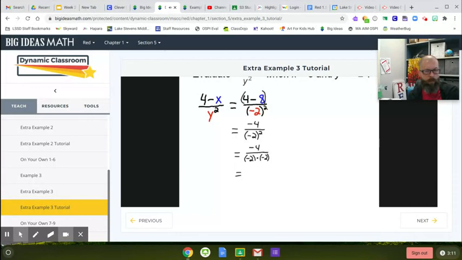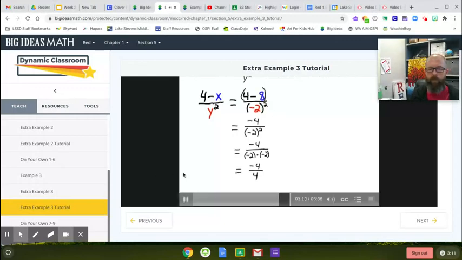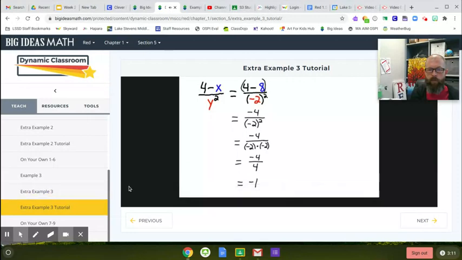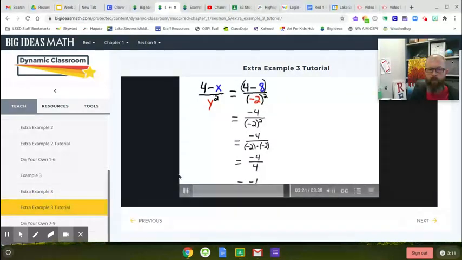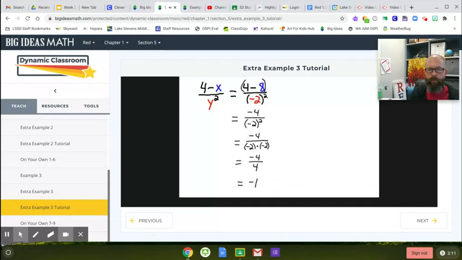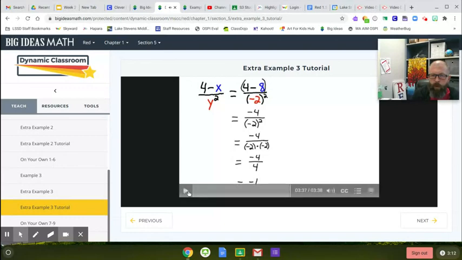When you divide integers with different signs, the quotient of the integers is negative. So negative 4 divided by 4 is equal to negative 1. When x equals 8 and y equals negative 2, the expression 4 minus x, all divided by y squared, is equal to negative 1. Whew, that was a long one.